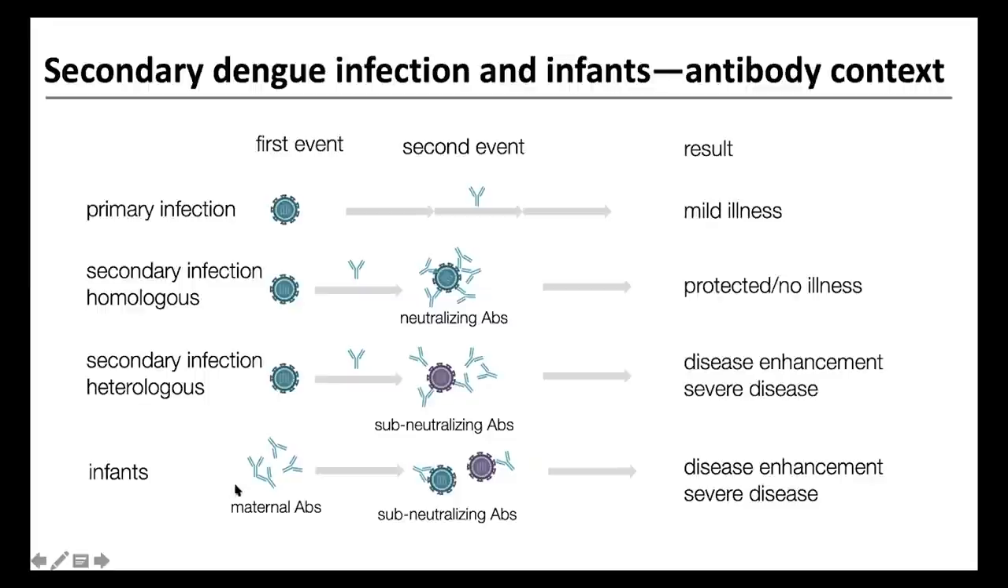And in the case of infants, with these maternal antibodies, it doesn't matter if the baby is infected for the first, second, third, or fourth time. These maternal antibodies are sub-neutralizing, so that means they're not good enough to neutralize, get rid of the virus infection. These sub-neutralizing antibodies again mediate ADE and result in severe dengue in these infants born to dengue-immune mothers.